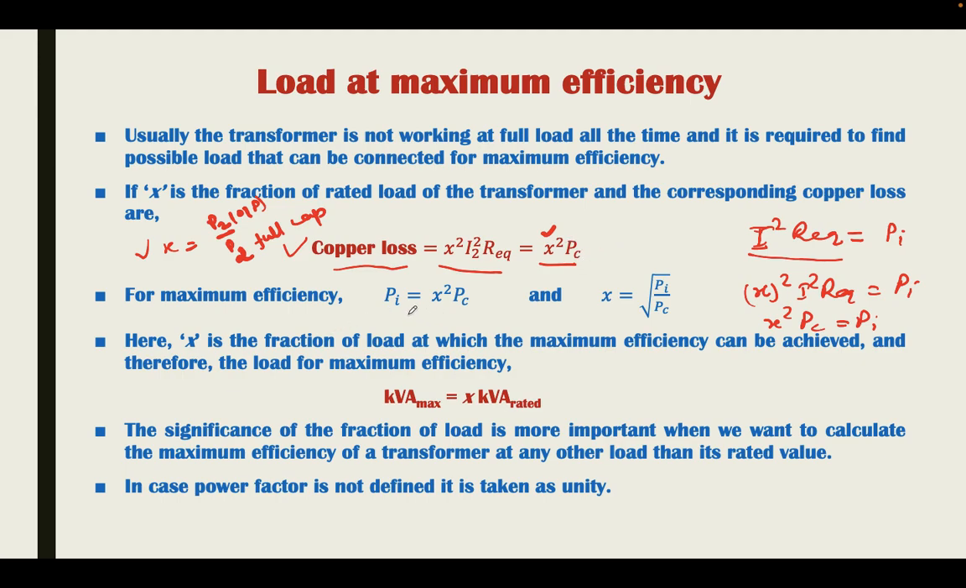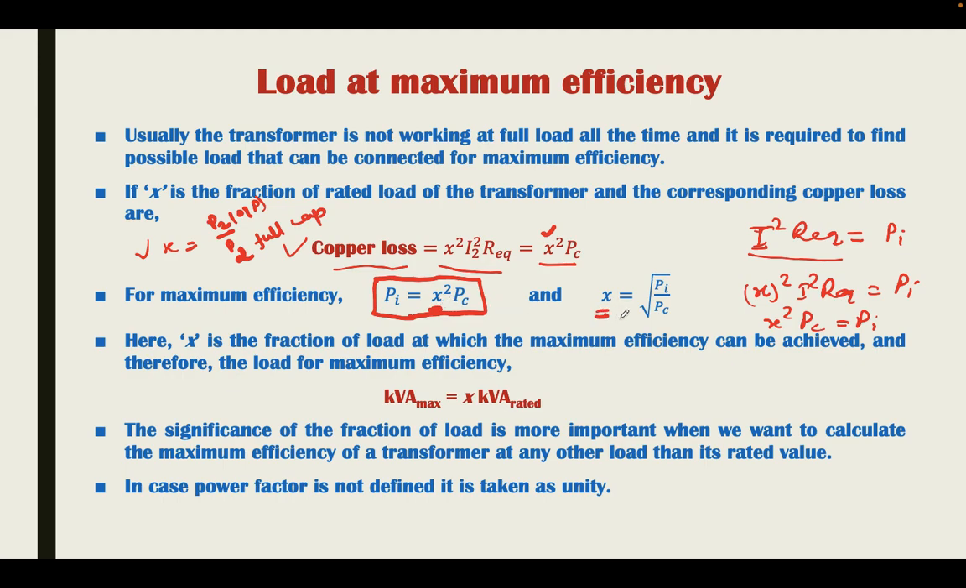Therefore, we can say in a generalized way, at maximum efficiency the copper loss must equal the iron loss, but we don't know whether the copper loss is at full load or at some other load. Therefore, this fraction is taken in a generalized way. Then x square PC must equal Pi. If this condition occurs at full load, then x will be equal to 1. If this condition occurs at some other load, then accordingly this fraction will be taken.